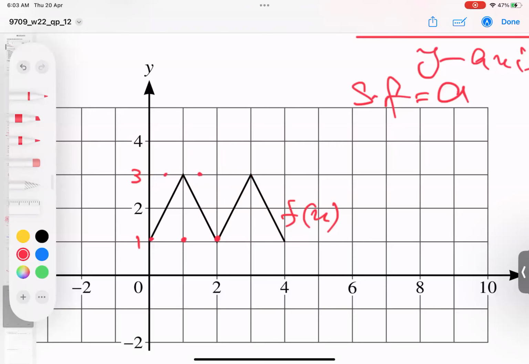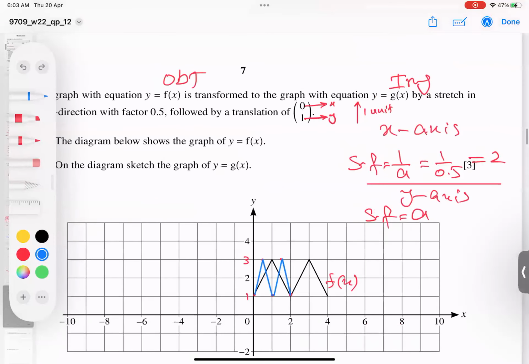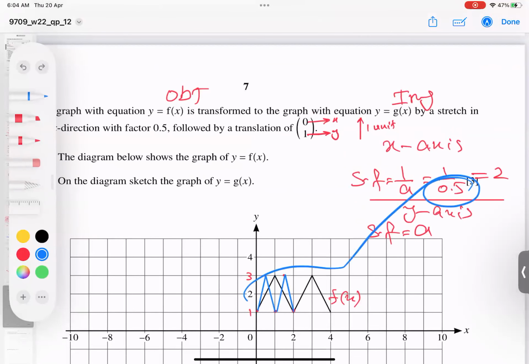So if we join it all, I'm going to show you in blue color, this, this, this, this. Like a big M becomes this kind of M. I hope you got it, because this is a stretching parallel to x. If the stretch factor is bigger than 1, then it becomes bigger. But if it is less than 1, it becomes smaller.